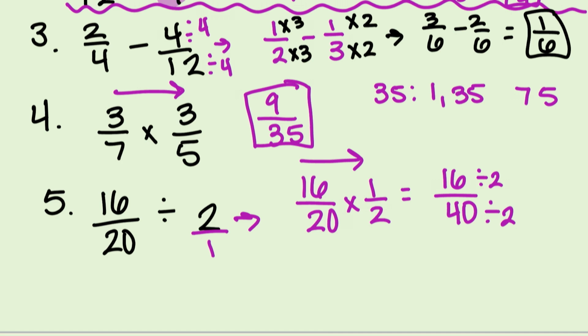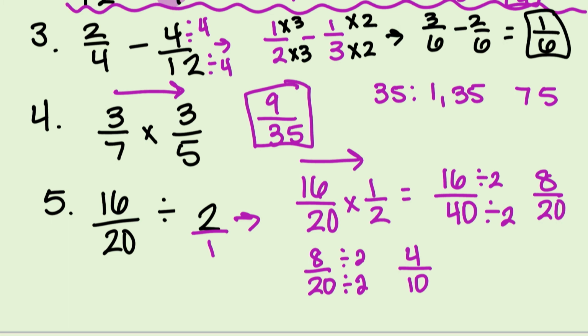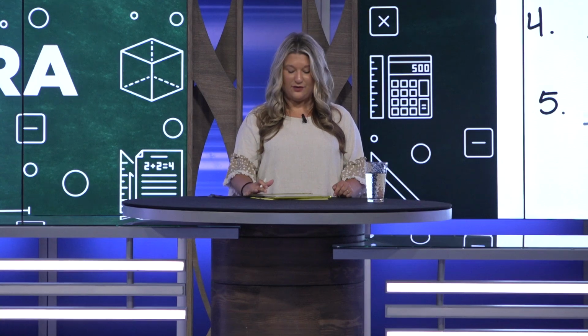16 divided by 2 is 8 over 20. Can we keep reducing? Of course. So 8 over 20, divided by 2, divided by 2. We get 4/10. Can we keep going? Of course. Divide by 2, divide by 2, and we get 2/5 as our final answer. And that's fractions. So I told you the hard stuff's over.